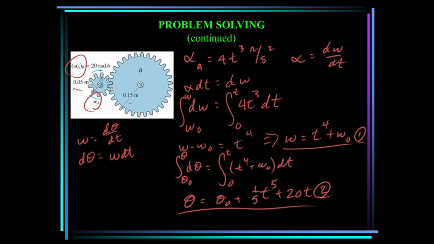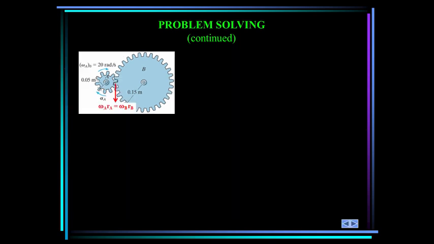We were asked when t is equal to 2 seconds, so we can plug 2 into equation 1 and come up with 36 radians per second. And theta at 2 seconds is equal to 46.4 radians. So just like in the first problem, since these gears mesh at this point right here, we can say that the velocity is the same. So omega A times RA is equal to omega B times RB.